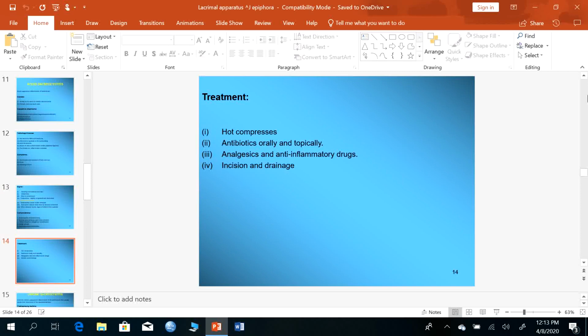Treatment is reassurance to the patient, hot compresses, and as you know, wherever pus is formed due to stagnation, you need to drain that pus under the cover of antibiotics. These antibiotics are usually given orally. You will give topical antibiotics in the form of drops. Analgesic and anti-inflammatory drugs help to resolve the fever and swelling, and then incision and drainage of the pus.